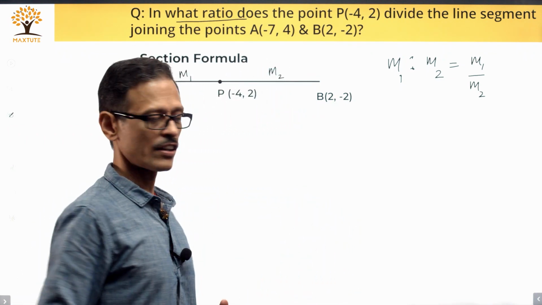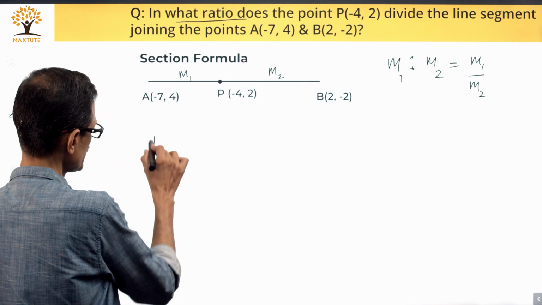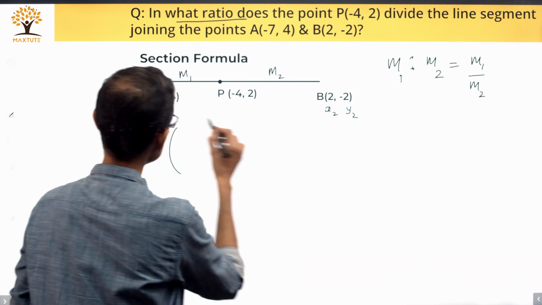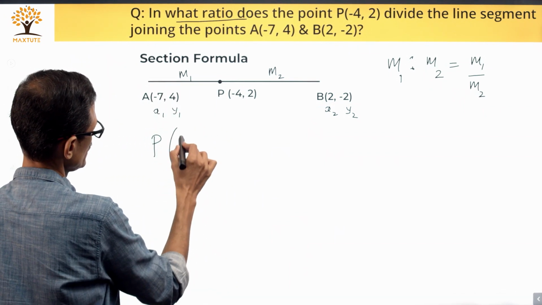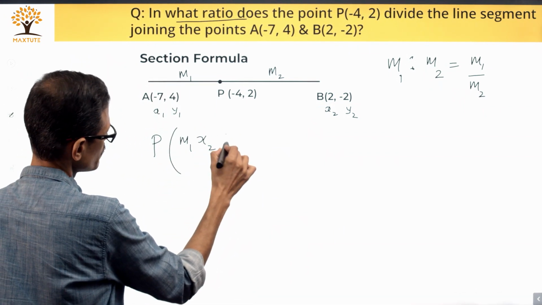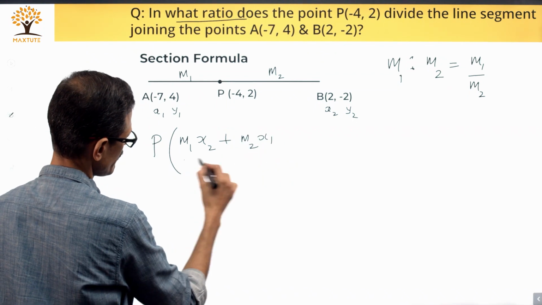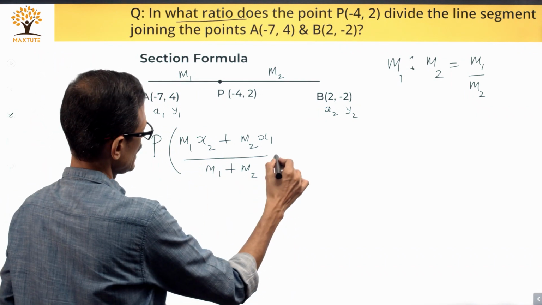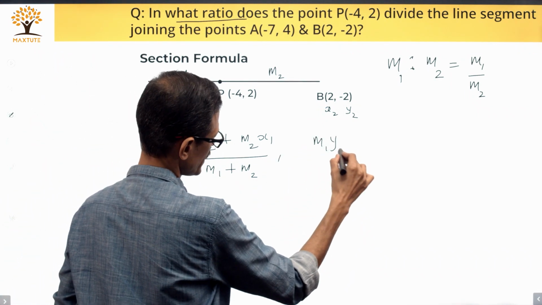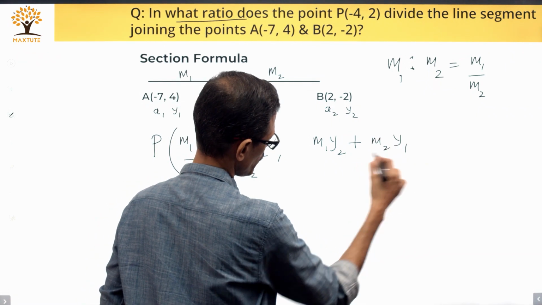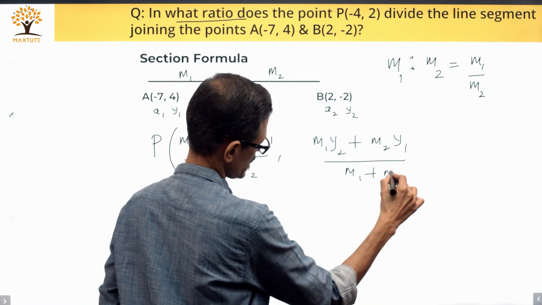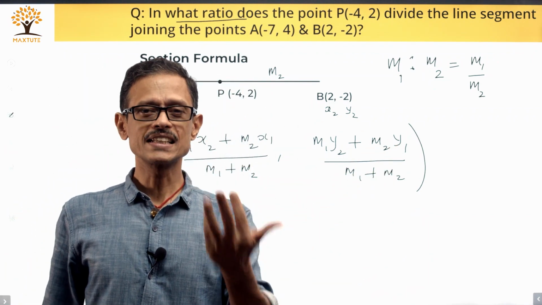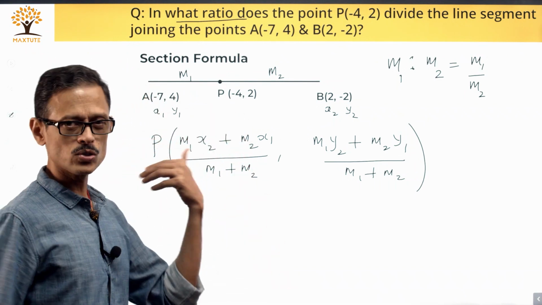Let us start by writing the section formula. The section formula for the point P will essentially be, let us say this point is (x2, y2) and this point is (x1, y1): the x coordinate of P is (m1 x2 + m2 x1) divided by (m1 + m2), and the y coordinate will be (m1 y2 + m2 y1) divided by (m1 + m2). I am not even going to take both the coordinates, I am just going to pick either the x or y coordinate of point P which is known to us. Let us go with the x coordinate.